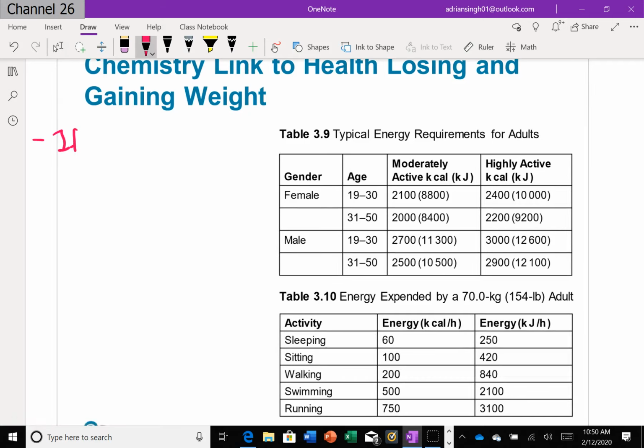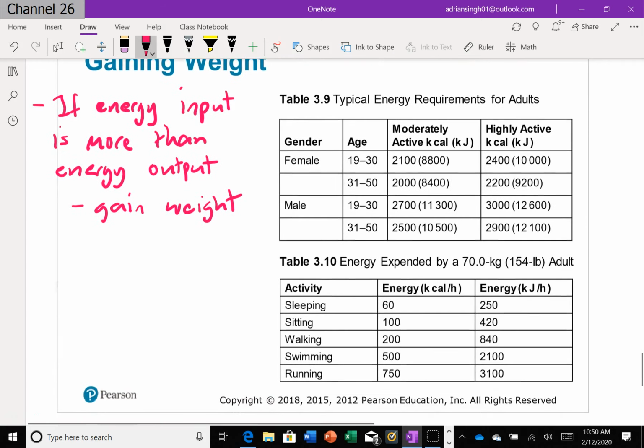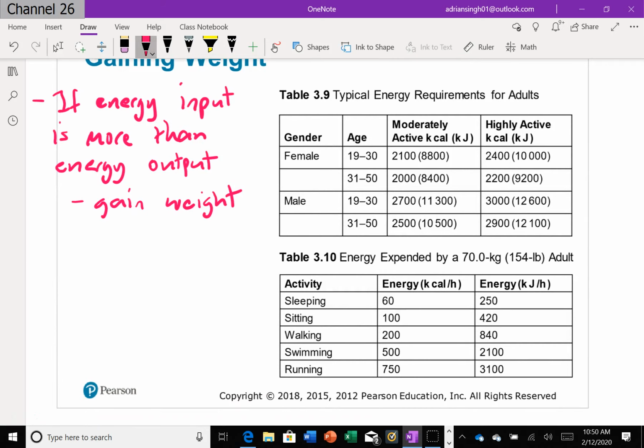So if your energy input is more than energy output, so you're taking in more energy, more calories than you are expending, then that will result in a gain of weight. So you're taking in more than you're actually losing, and then the opposite would be true.